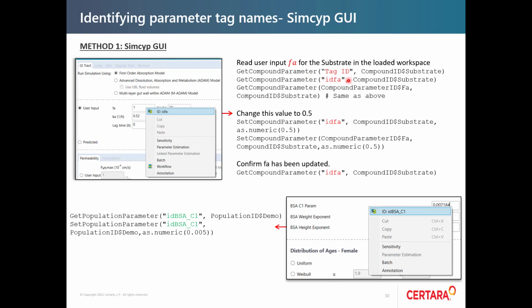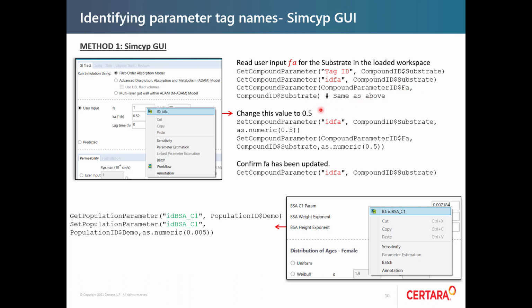Once you've pasted or specified the tag ID, you then need to specify the compound ID for this function. So in this case, we're interested in the substrate FA value. So we want to know what is the FA value that is used within the substrate. If I was interested in knowing the FA value used in the inhibitor, then the compound ID in this case would be inhibitor 1.